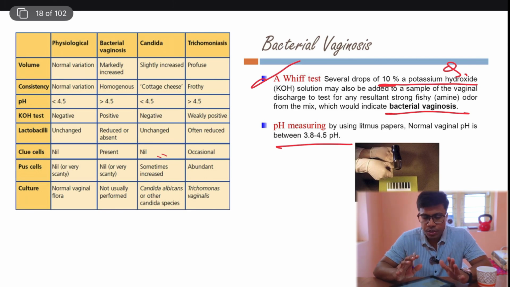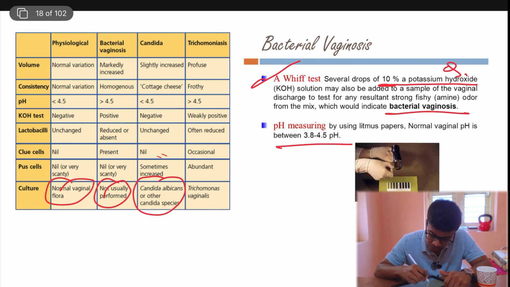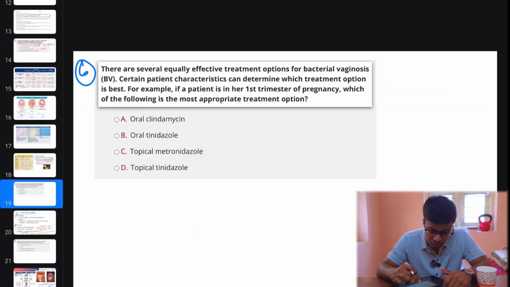So no need to worry about this PDF. I will be sharing this PDF on my Telegram group or Telegram channel. So just wait. No need to write anything. Everything will be given. So now this is again the same table. Culture: you have to see the culture. Normal vaginal flora. Not usually performed for bacterial vaginosis; Candida species, Trichomonas vaginalis, pus cells, and all that stuff.